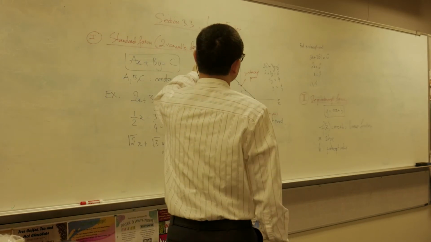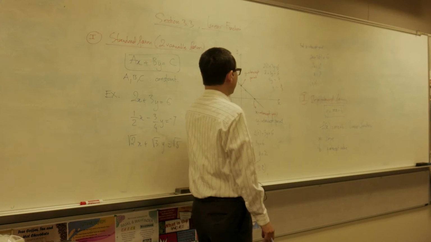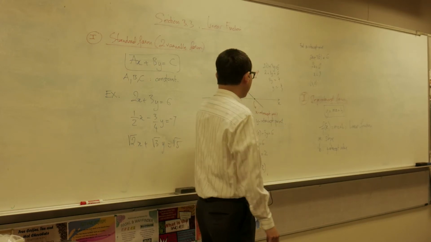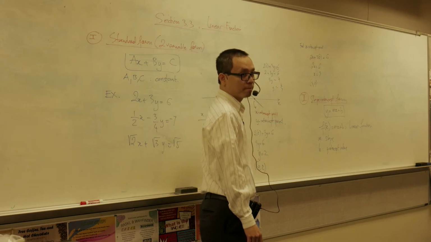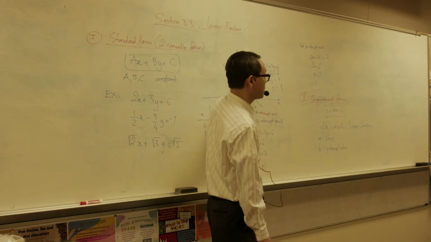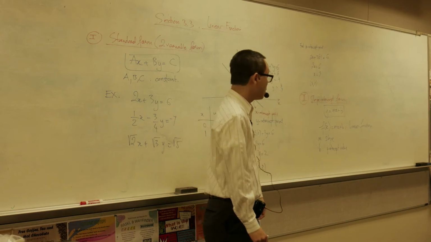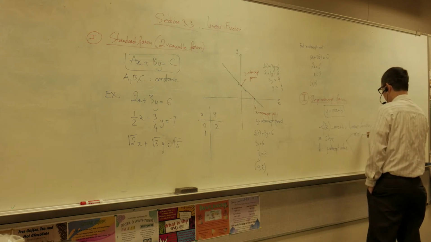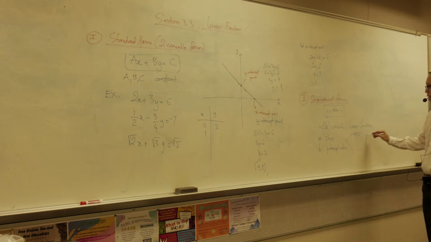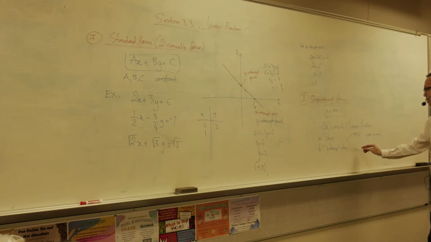For example, in this case the line goes downward over here. If the line goes downward like this, the slope will be negative. If the line goes upward like this, then the slope will be positive. So over here I'm going to put two cases. If m is positive, we know that the line is slanted upward. And if m is negative, we know the line is slanted downward.